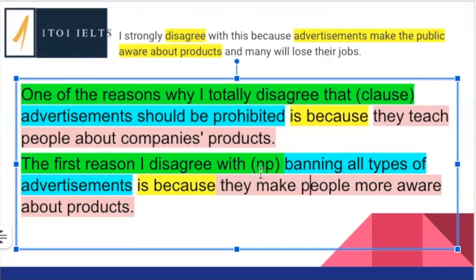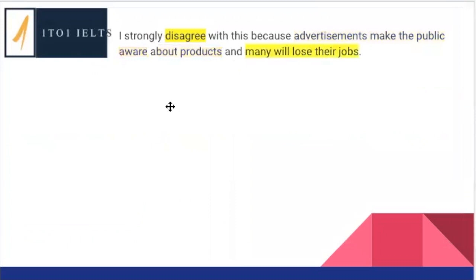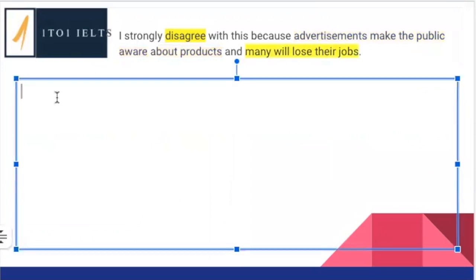We changed the advertisements to a referencing pronoun. We've got the public to people, and then the rest is okay. Second body paragraph. So again, we're following the same 4-part structure, but the language is going to be a little bit different in the signposting.